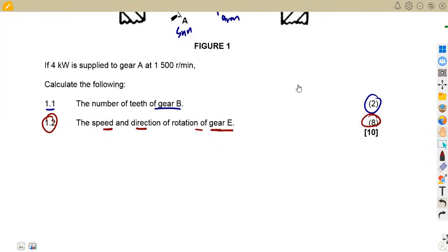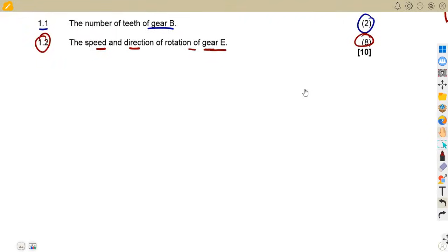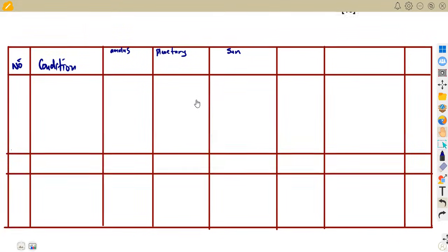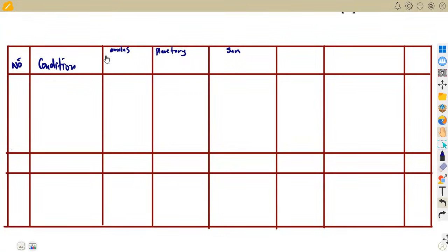So let us see. As we can see, we have a lot of gears in this case, 5 gears. So I'm just going to draw the table so that we do not waste much time. All right, so this is what you have at this part. As for me, I consider it better that we just have our condition. Then we start with the annulus, the planetary, and the sun gear, since we are used to the formation of what happens between these three.